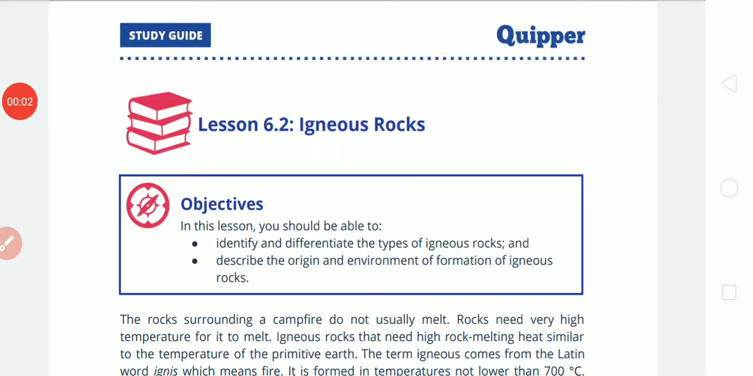Welcome back, students. In this juncture, we are going to be talking about lesson 6.2, which is all about igneous rocks. A while ago, we finished talking about the rock-forming minerals, the different types of minerals, their physical properties, and also their chemical properties.